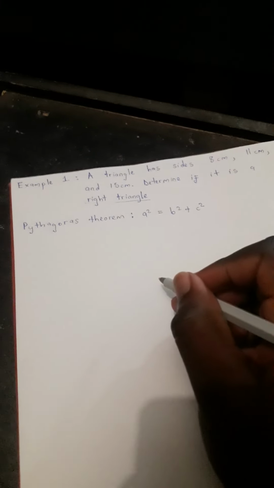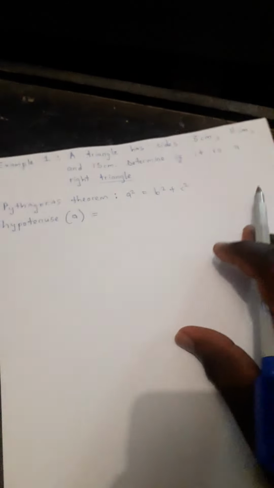So firstly we have to write the Pythagoras theorem. And the Pythagoras theorem, we know that a squared is equal to b squared plus c squared. Then we need to determine what the hypotenuse is. Because of the structure of our Pythagoras theorem, a squared is equal to b squared plus c squared, automatically our hypotenuse is represented with the letter a.